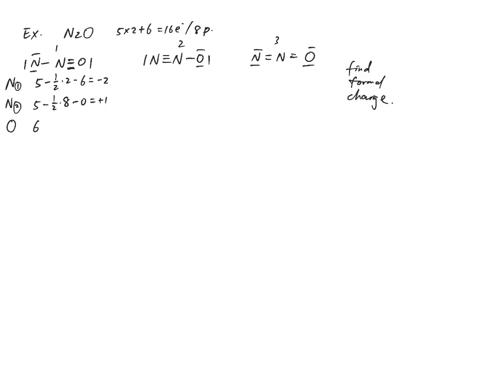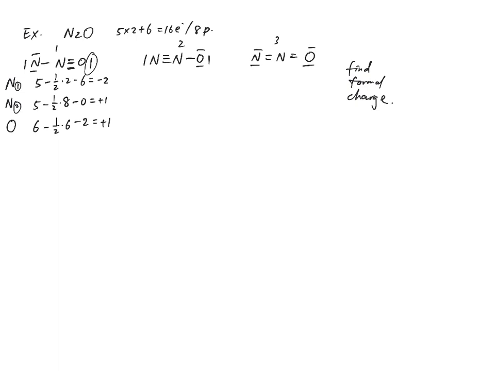And the oxygen that you have is 6 valence electrons minus 1/2 times the triple bond. So 6 bonding electrons, and 1 pair of electrons belongs to oxygen, 1 lone pair, and that's 2 non-bonding electrons. So 6 minus 3 minus 2, so also plus 1. All right, so that's the first Lewis structure.